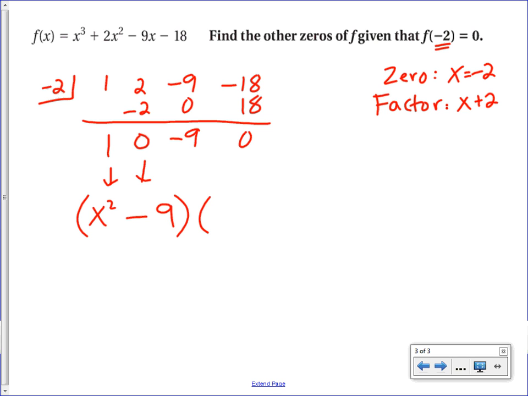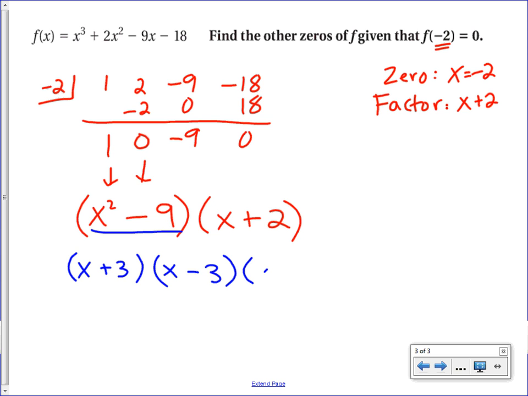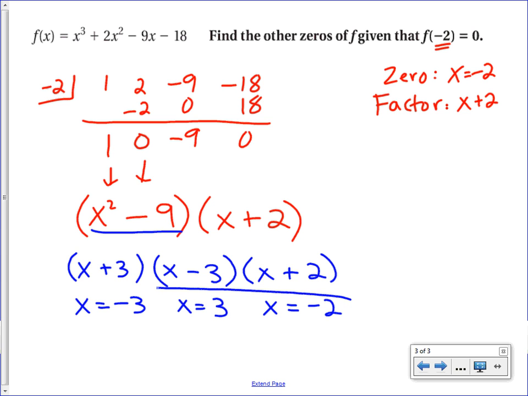Don't forget to fill in the other factor, the one that they gave us at the beginning, which would be x plus 2. Now we have to see if we can go further with this x squared minus 9, which you should recognize is the difference of 2 perfect squares. When we factor that, it's x plus 3, x minus 3, and the other factor that they gave us of x plus 2. Here are our 3 zeros, x equals -3, x equals +3, and x equals -2. It's the one that they gave us. These are the 3 answers.